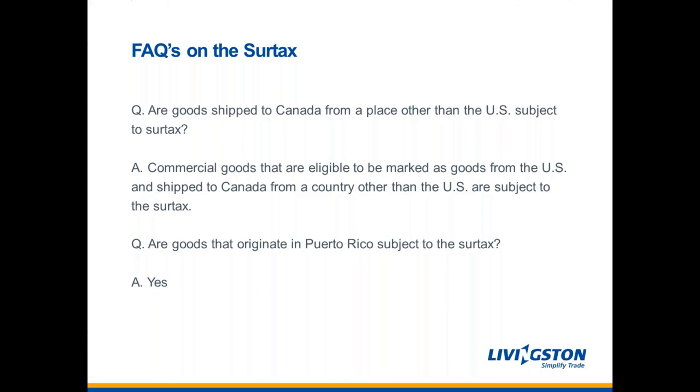Some frequently asked questions on the surtax that we get: are goods shipped to Canada from a place other than the U.S. subject to the surtax? Yes, as long as it's marked as U.S. origin goods and it's shipped to Canada from a country other than the U.S., they would be subject to the surtax. So if you have a U.S. product that comes from, say, Europe, and it comes to Canada, even though it's coming from Europe, if it's marked U.S. origin on the documents or on the product itself, and it's listed in one of those tables that I covered, it would be subject to the surtax.